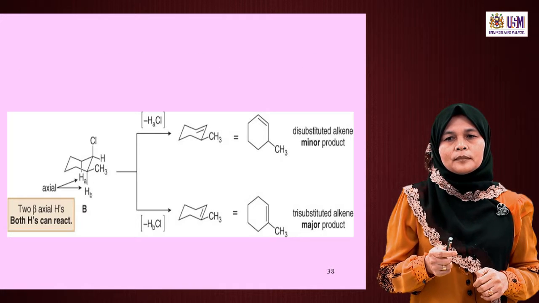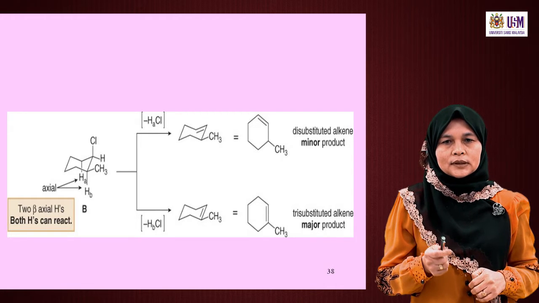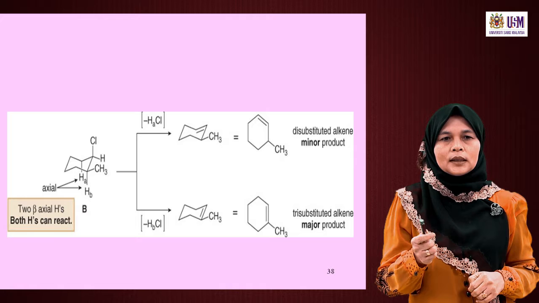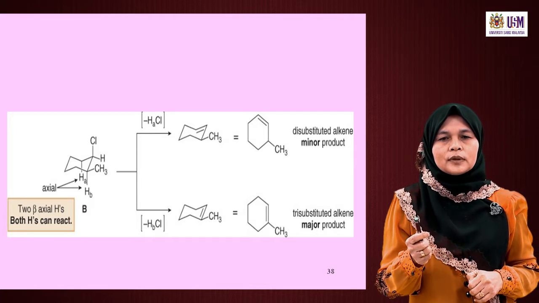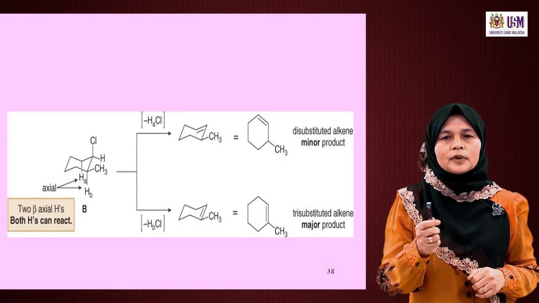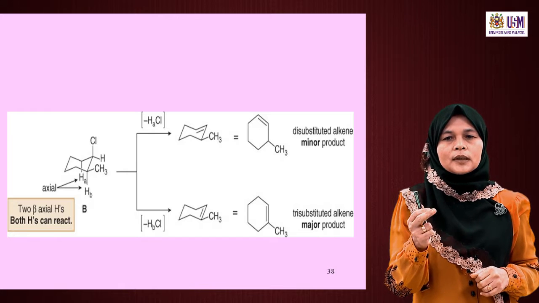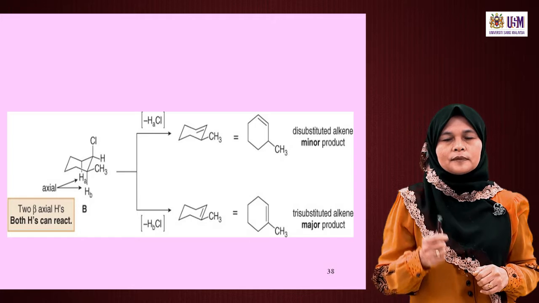Because conformation B has two different axial alpha hydrogens labeled HA and HB, the E2 reaction occurs in two different directions to afford two alkenes. The major product contains the more stable trisubstituted double bond, as predicted by the Saytzeff rule.